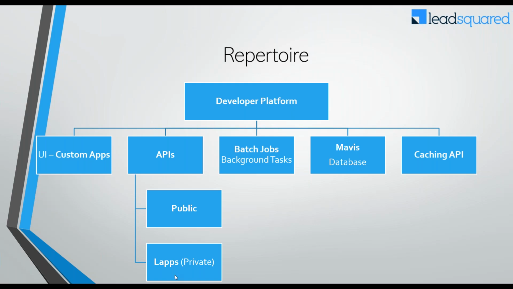Third up is the batch jobs, which we will talk about in detail, how it can help you solve your background task, some background processing, followed by Mavis, which is your own custom database, and how you can create your entities. So we'll take that up again in this presentation. And the last one, but not the least, is the caching API. So how we expose a caching layer, so that you can have a central source of truth that is quick to access across all these platforms.